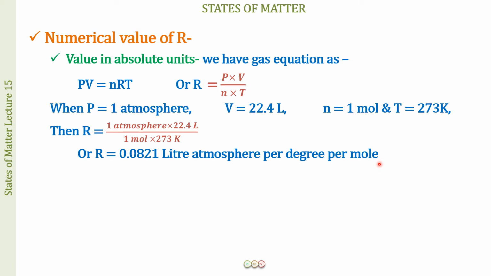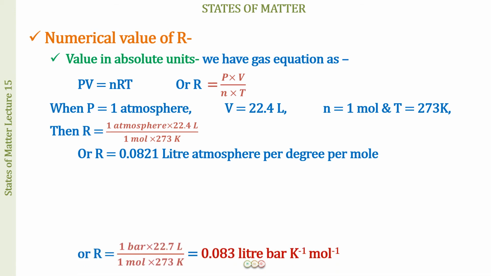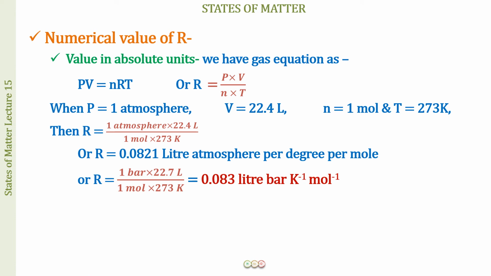Now the other thing that you learned is that at STP, if the pressure is not 1 atmosphere but is 1 bar, the molar volume is not equal to 22.4 but would be 22.7 liters. So let us put that information also now.